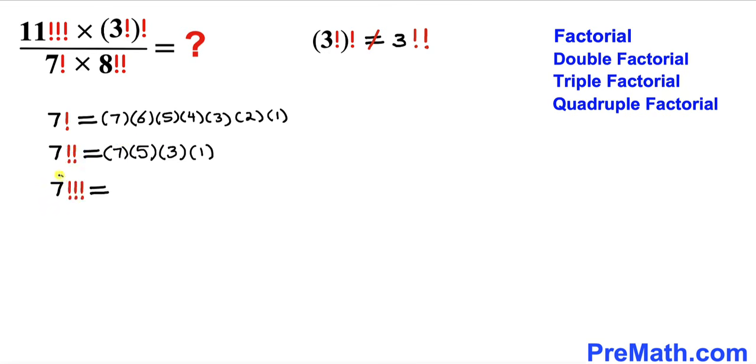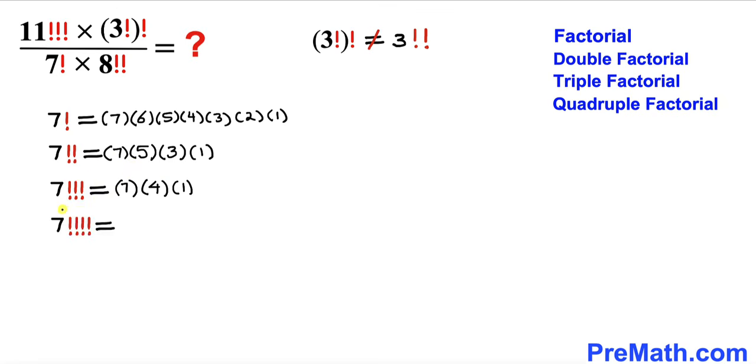And now let's take care of 7 triple factorial, and that is going to be equal to 7 times 7 minus, since we are dealing with the triple factorial, we are going to subtract 3, and the next number is going to be 7 minus 6. So therefore this is going to become simply 7 times 4 and then times 1. And we can see that the common difference between these two consecutive numbers is going to be 3, since we are dealing with the triple factorial.